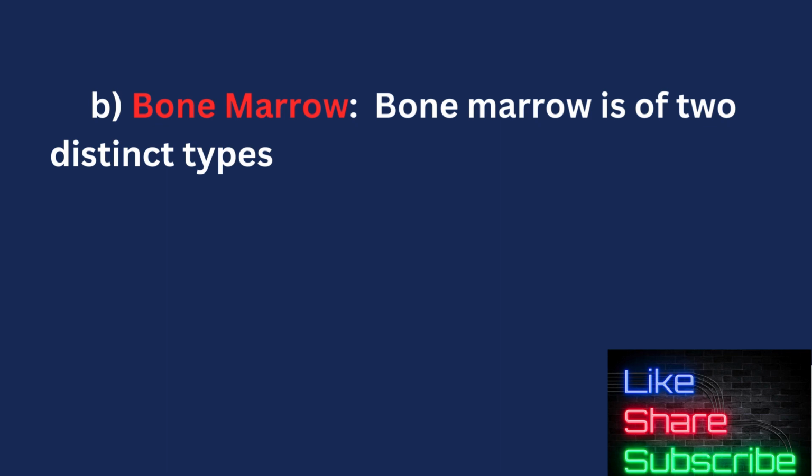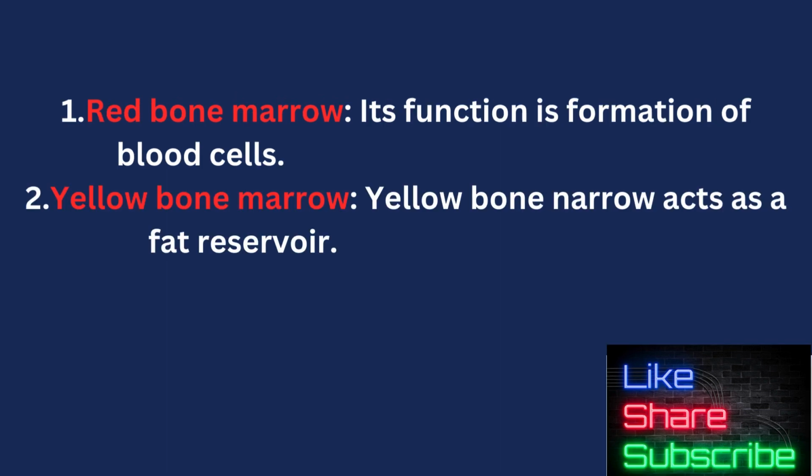B. Bone marrow. Bone marrow is of two distinct types. 1. Red bone marrow. Its function is formation of blood cells. 2. Yellow bone marrow. Yellow bone marrow acts as a fat reservoir.